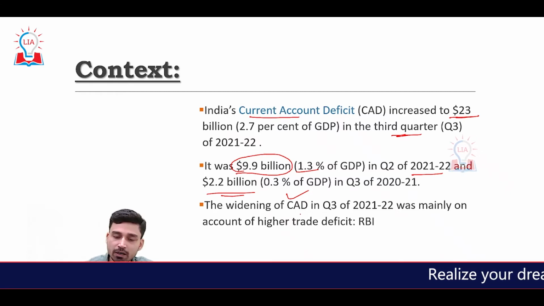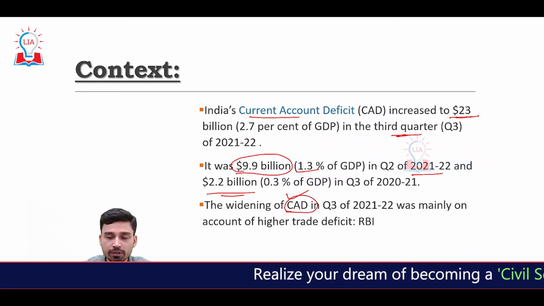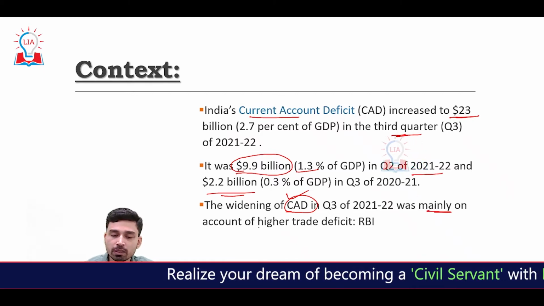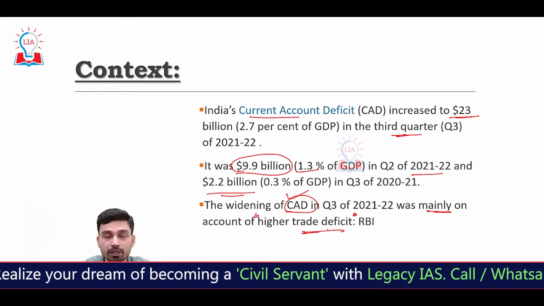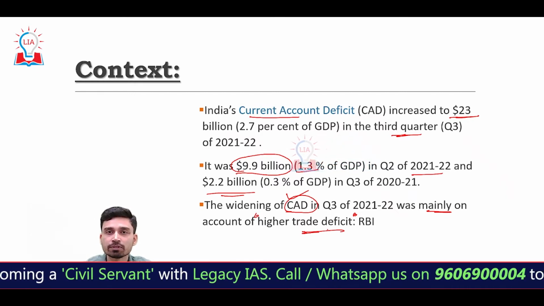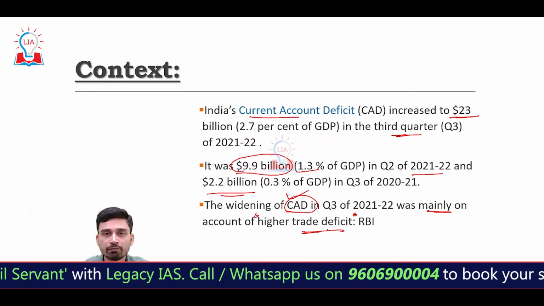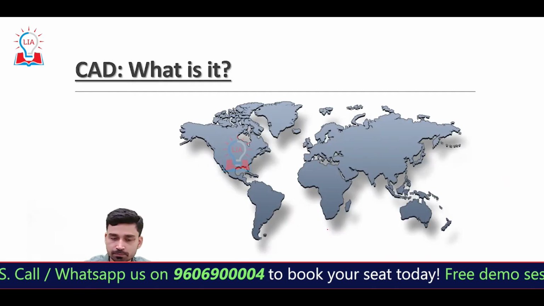This widening of the current account deficit, as per the report of the Reserve Bank of India, is mainly believed to be on the grounds of a higher trade deficit. In other words, it is the trade deficit that is driving the current account deficit to a much higher level. So let us try to understand all this financial jargon in a simplistic way.